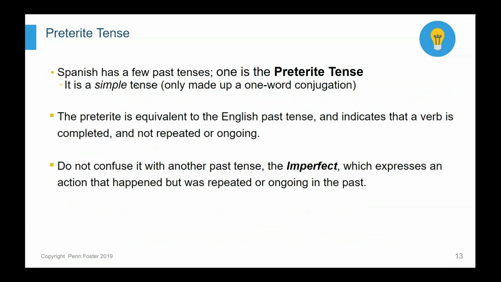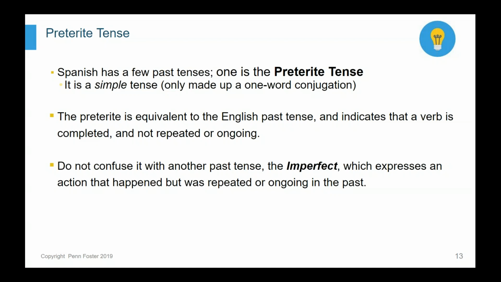All right, so next we're going to talk about preterite tense. As it says, it is one of a few past tenses that exist in Spanish, one being the preterite. Preterite is equivalent to the English past tense, indicates that something was completed. It's not repeated or ongoing. If you do have a verb that started in the past tense and is continuing, or if you had an action that was repeated, you would use a different past tense called the imperfect. So for today's session, we're not going to focus on the imperfect, but instead focus strictly on the preterite.